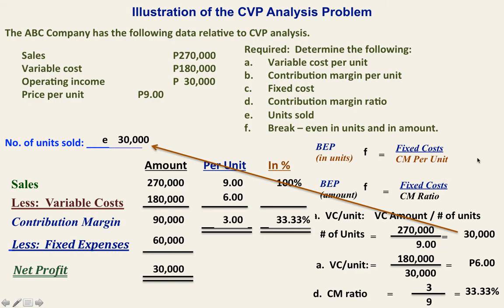With this, we can already compute our break-even point. Here, 60,000 is the fixed cost. Contribution margin per unit is 3. So we will have here 20,000 units as our break-even point. And in amount, 60,000 divided by the ratio of 33.33%, and we will have 180,000 as the amount of break-even point. Actually, 20,000 times 9 will also give you 180,000.